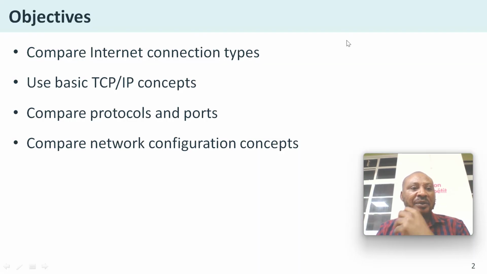Okay, so what are our objectives for this lesson? We're going to look at comparing internet connection types, using basic TCP/IP concepts, comparing protocols and ports, and comparing network configuration concepts. So this is going to be our objective for lesson 5.